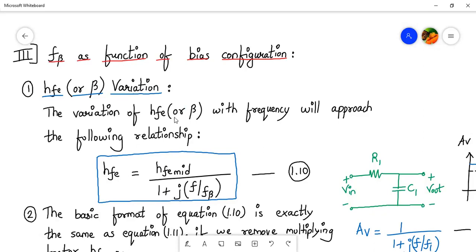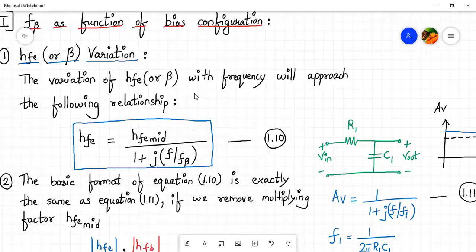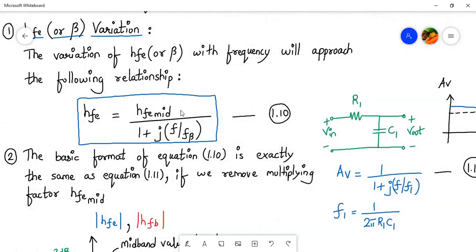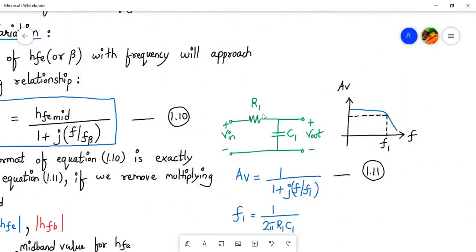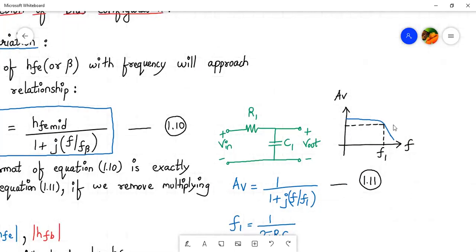Okay, so now we'll see the HFE or beta variation. The variation of HFE or beta with frequency will approach the following relationship, which is given by HFE is equal to HFE mid divided by 1 plus j into f upon f beta, right? This is equation number 1.10. You just wait, hold on. Where this equation came from, we'll just now investigate. Okay. Now, we know that for a simple RC network, where we have applied input over here and output V out is over here, R1 is in series and C1 is in parallel with the output, we get a typical high frequency response like this.